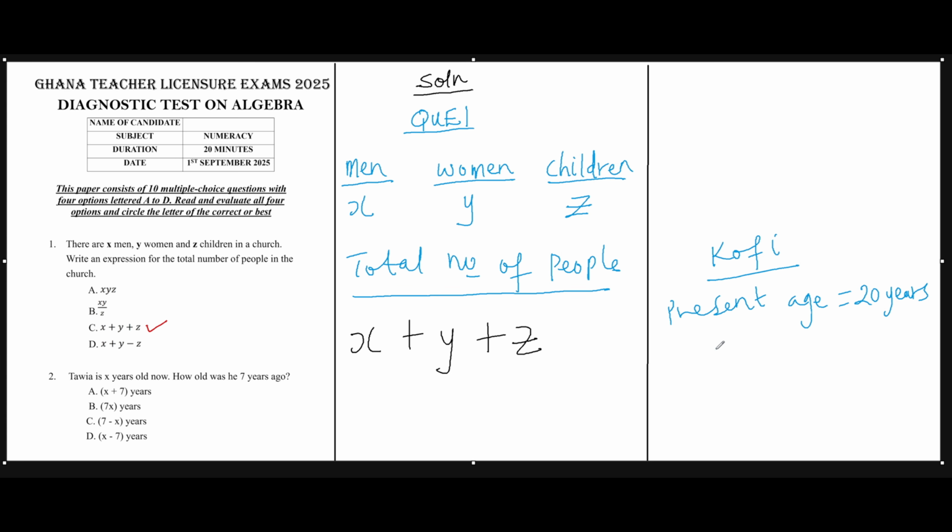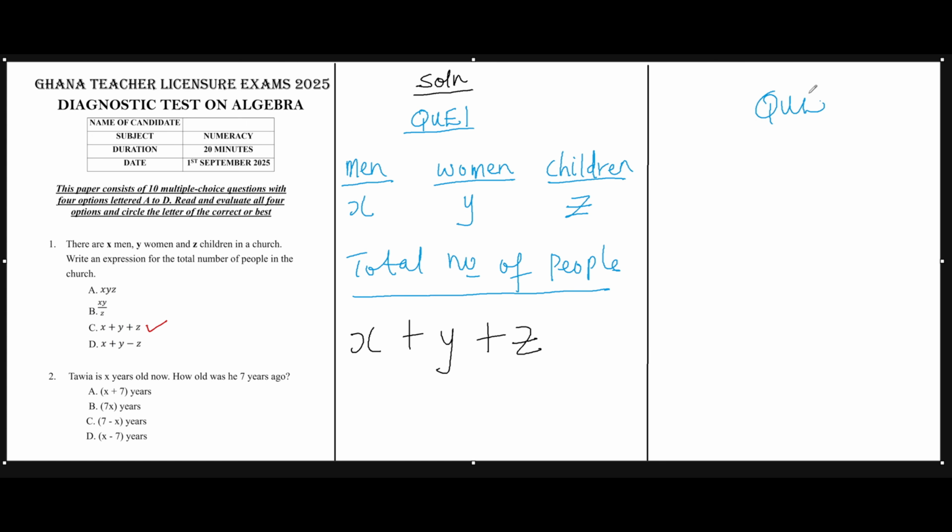So 7 years ago, Kofi was 13 years. How did we get the 13? We subtracted 7 years from his present age. You see that 20 minus 7, that is 13. So with this same idea, can we also tell Tavia's age 7 years ago? Yes, we should be able to tell Tavia's age 7 years ago.